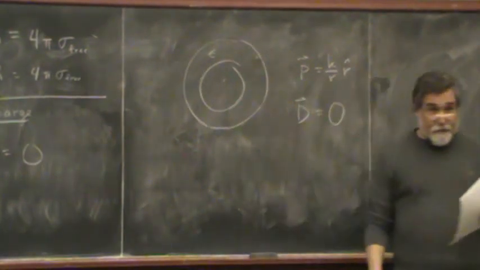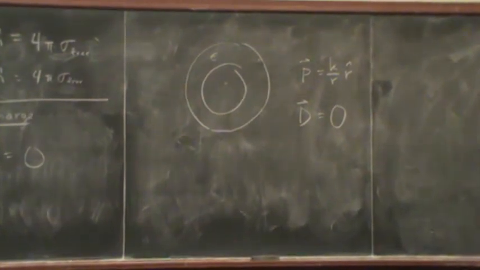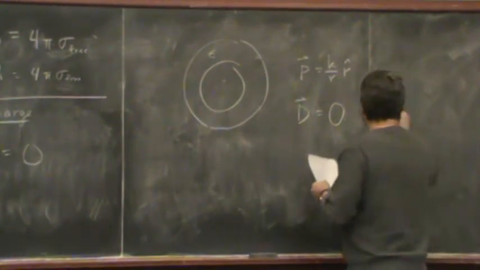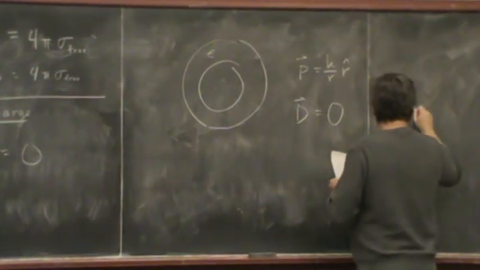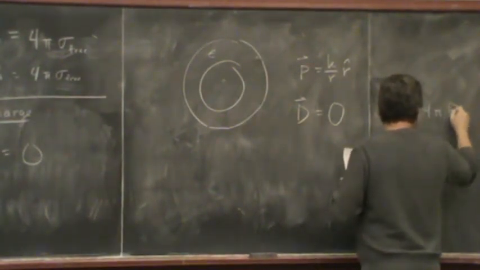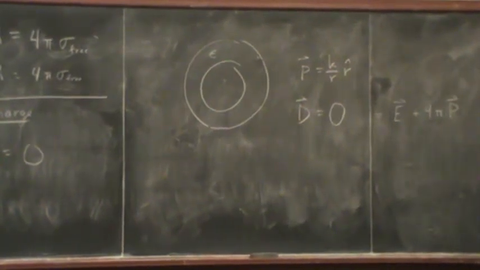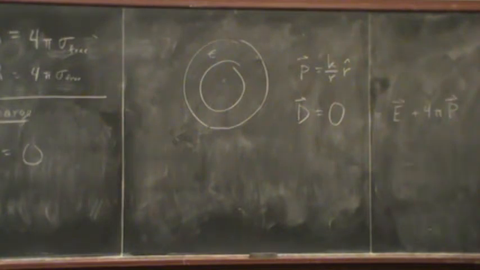The T field everywhere is 0. But wait. D is equal to E plus 4 pi P. Once I've figured that out, what does that tell you the E field must be? Negative 4 pi P. Okay, I'm not going to go any further with that.